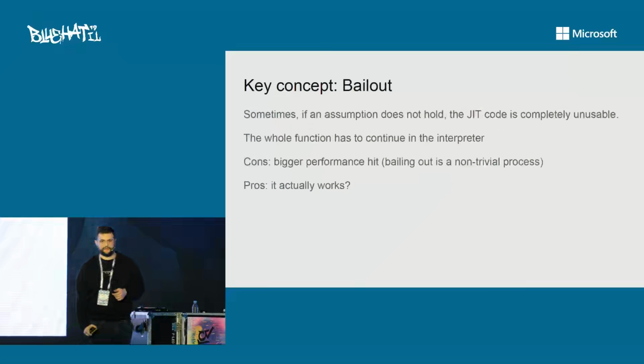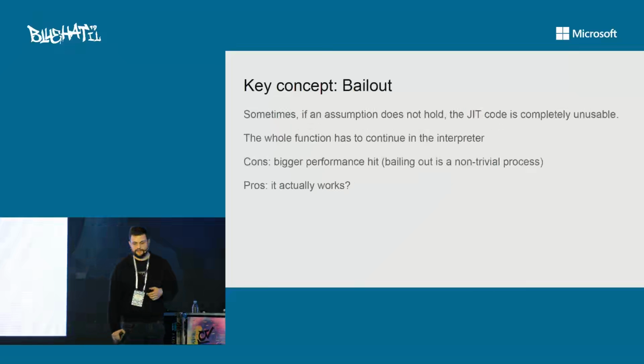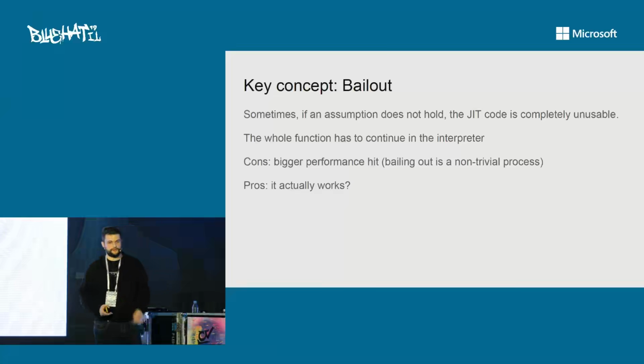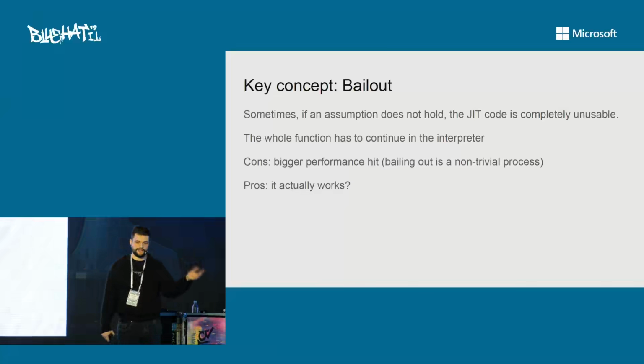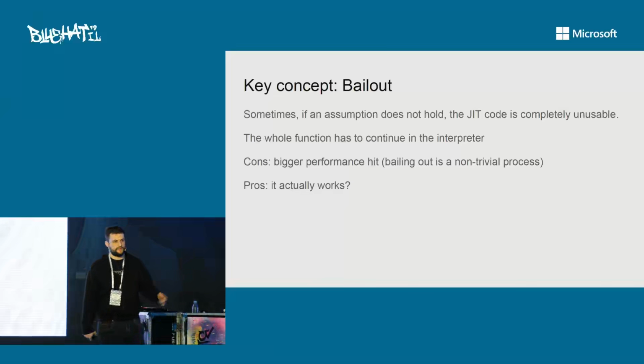The second key concept is called bailout. Sometimes, if your assumption does not hold, the slow path is not going to cut it because your code is complete garbage. So for example, for my function getX, an object is a pointer. What if I give it an integer? Well, integers are tagged. It's never going to be a valid pointer, so if we don't bail out, we'll most likely end up crashing at some point in the JIT code, and you don't want that. In that case, the whole execution of the function has to resume in the interpreter. The downside is that it's a big performance hit because bailing out is a non-trivial process.